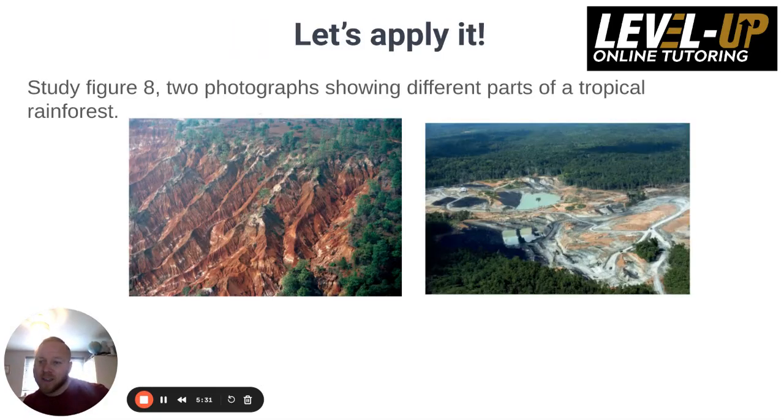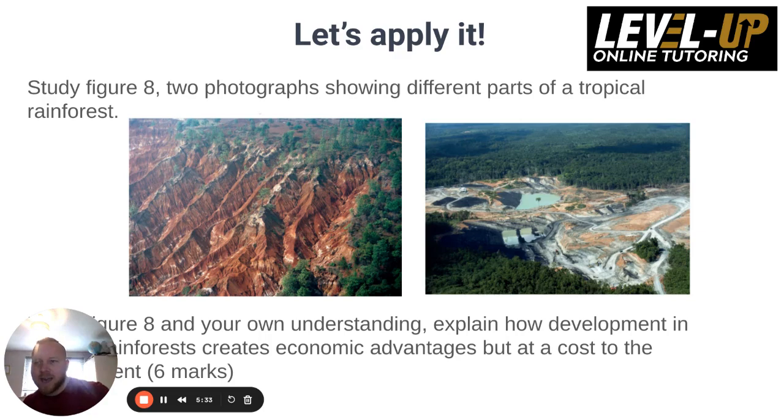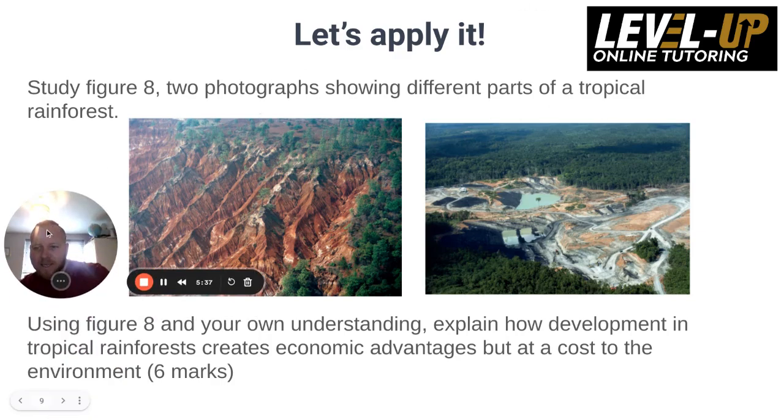Okay, so here's just an example from a few years ago. Study Figure 8, two photographs showing different parts of a rainforest. Using Figure 8 and your own understanding, explain how development in tropical rainforests creates economic advantages, but at a cost to the environment. Again, bug the question. Box explain, underline Figure 8, own understanding, development, rainforests, economic advantages, cost, environment.